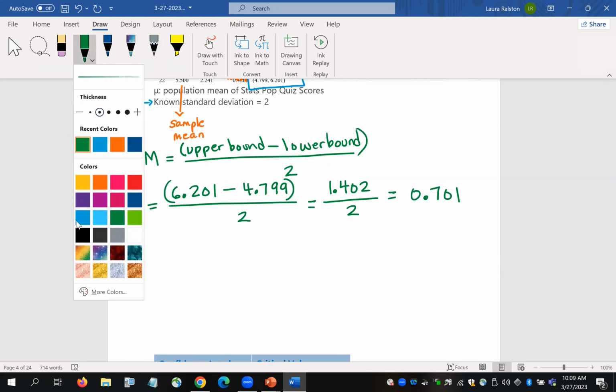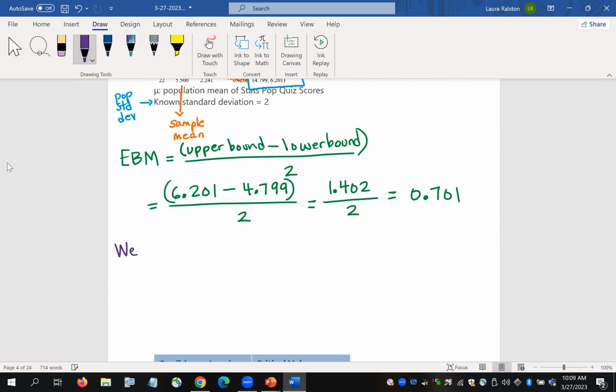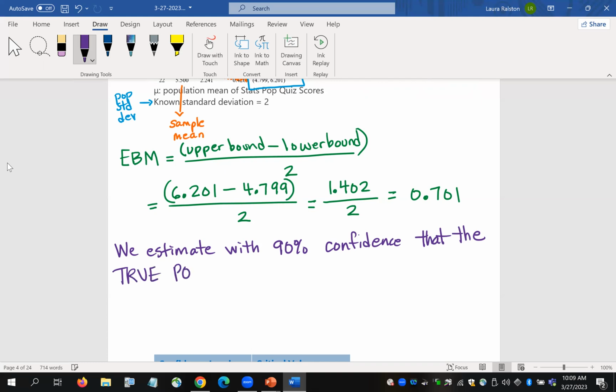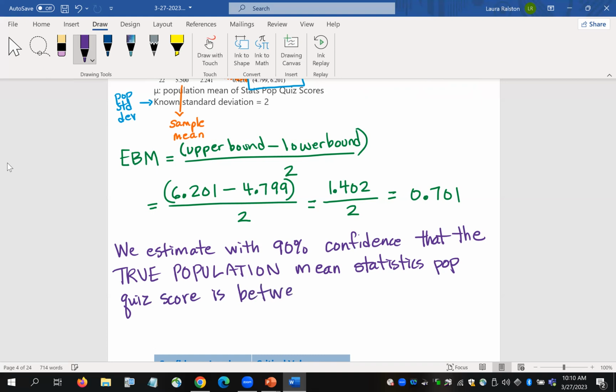Then we write our conclusion. Okay, our conclusion would say, we estimate with 90% confidence that the true population mean statistics pop quiz score is between 4.799 and 6.201. My 4 is kind of sloppy.